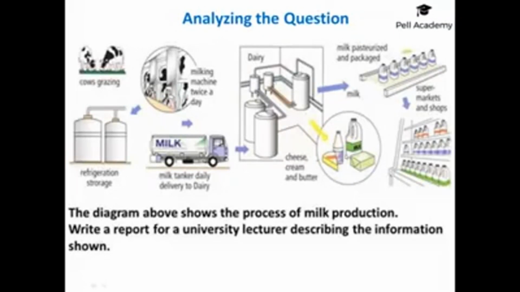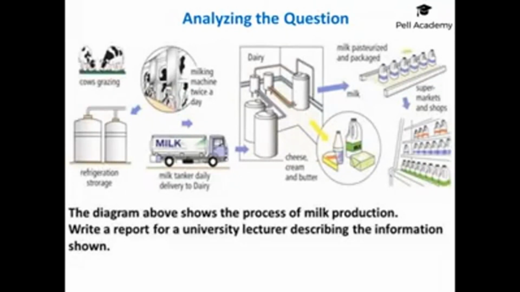So from the dairy to cheese, cream, and butter, this is extra information to the process. So you will need to include it in your answer. But the question statement says the diagram above shows the process of milk production. So if the main focus is on milk production, then this cheese, cream, and butter is also kind of like outside the main process, as is cows grazing. So just be careful if they haven't given you arrows, that this has to influence the way you answer the question.